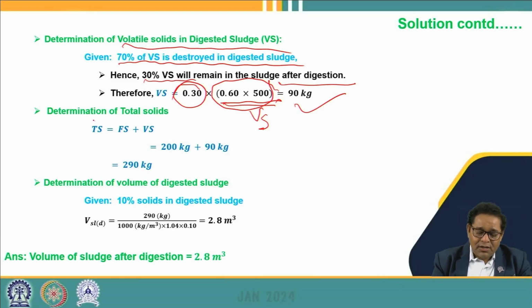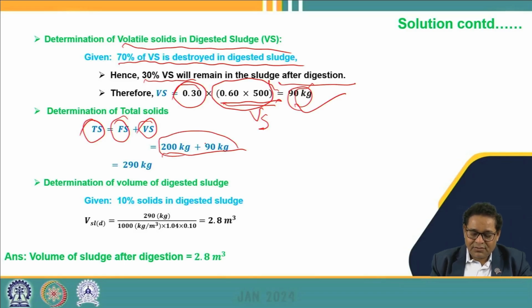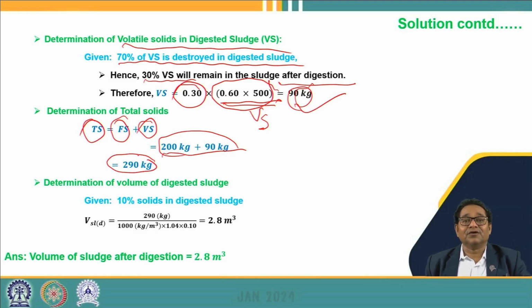So total solids after the digestion will be equal to fixed solids plus undestroyed volatile solids. Here, if we take the sum of 200 kg plus 90 kg, which is the volatile solids, together we get 290 kg of the total solids which will be generated during this digestion process.